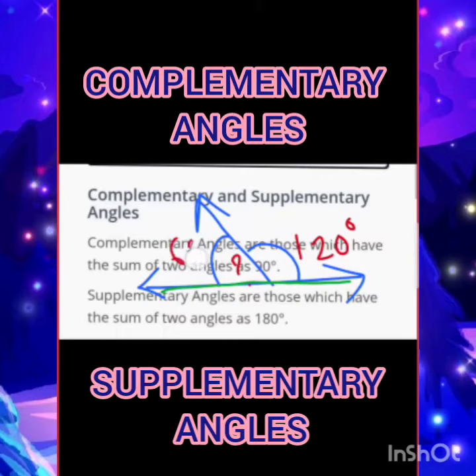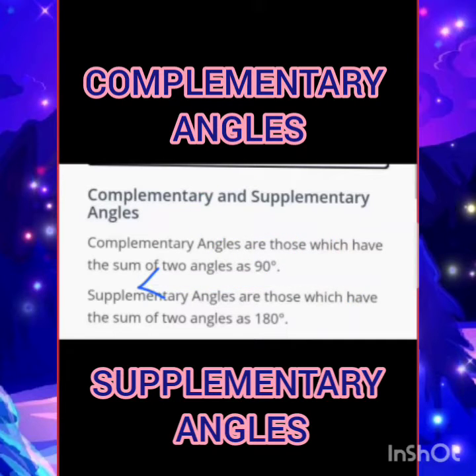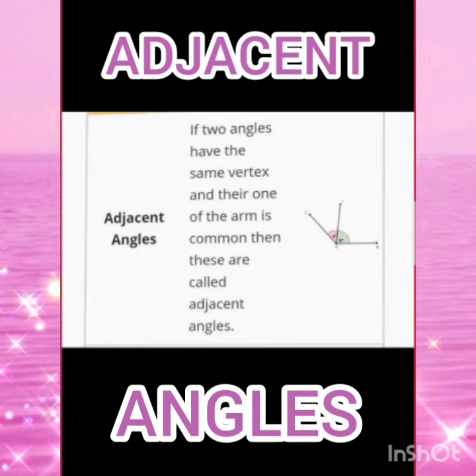How did you get this answer 60? Nothing I have done, I only subtracted 120 from 180. If I subtract 120 from 180, as a result I will have 60 degrees. You know very well, dear, this 60 degrees is called the supplementary angle of 120 degrees. So the definitions of both of these angles should be clear in your mind now. Now some more angles whose definitions we are going to see.